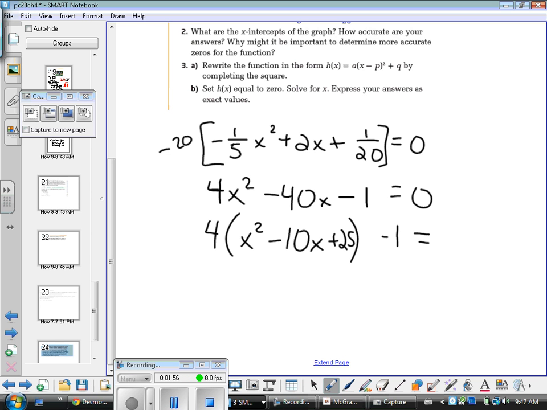What have I done here? Well, I've actually added 100 because I added a 25 that's multiplied by 4. So in order to keep my function from changing, I will immediately subtract 100. That equals 0. Now I have 4 times x minus 5 squared minus 101 equals 0. So that's now in vertex form. I can tell that my vertex is going to be at 5 and negative 101.